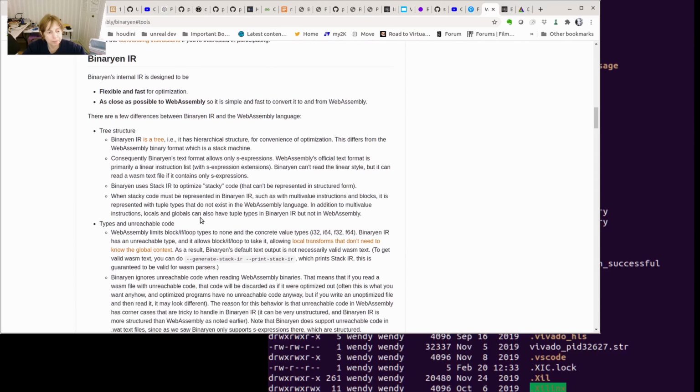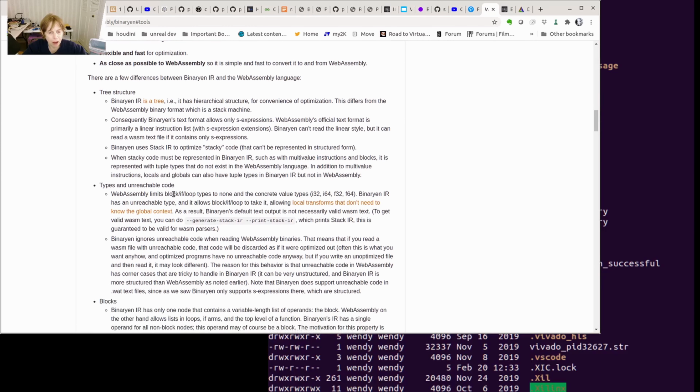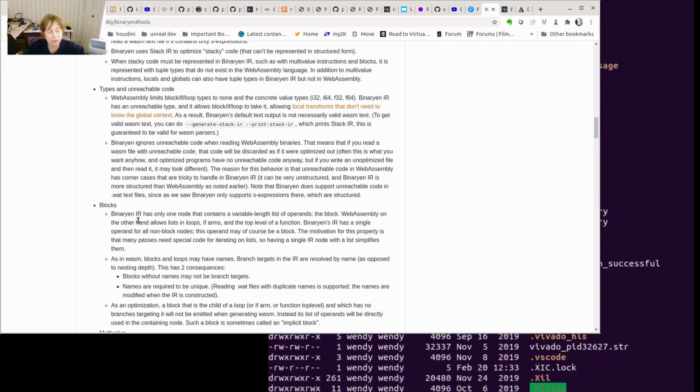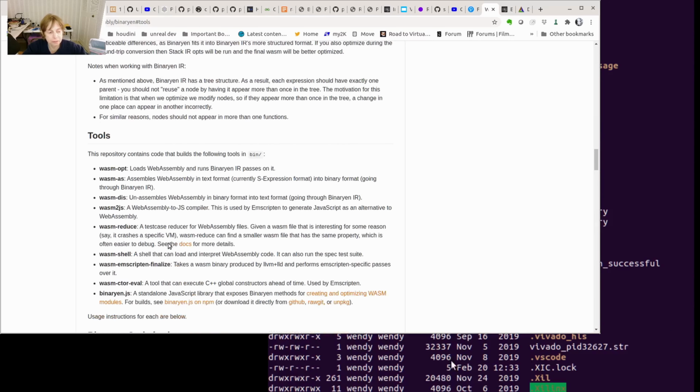And you can see they go through the internal representation, and I have to look a little bit more into WebAssembly to totally understand this. We haven't really gotten into that. But the whole point is it makes things more optimized. And the tool it requires is wasm-opt, which loads WebAssembly and runs Binaryen internal representation passes on it. So that's the tool we need.